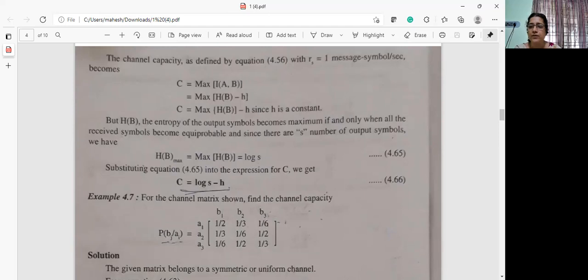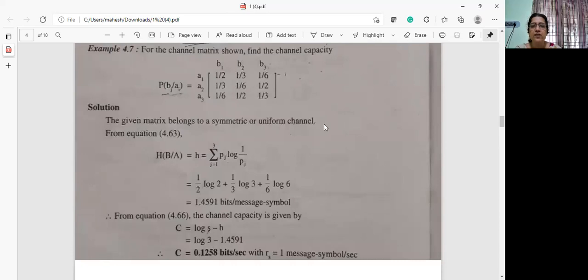Okay. So the derivation of this expression for a uniform symmetric channel is important. Next, you can work out a simple problem. For finding h of B by A, you find h. There are 3 elements here. So this will be 1 by 2 log 2 plus 1 by 3 log 3 plus 1 by 6 log 6. You get a value here.